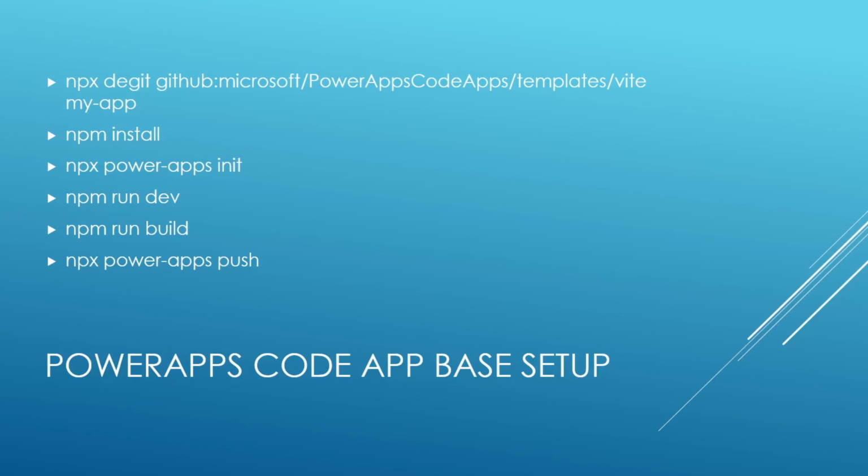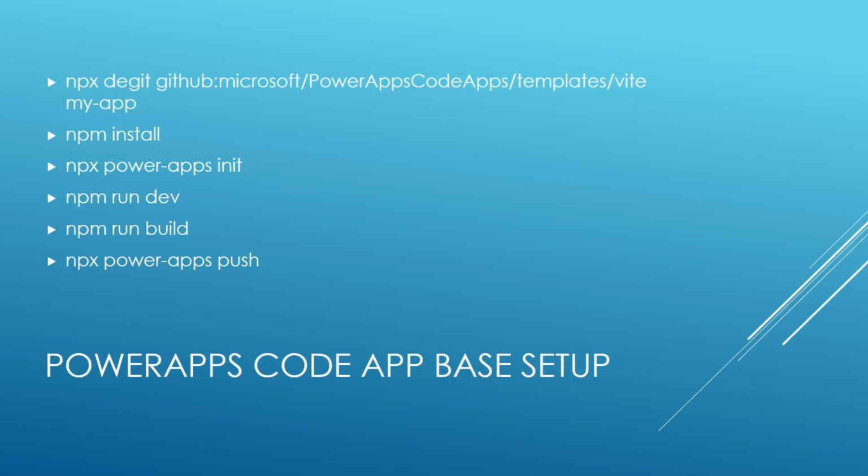After that, whatever you do would be based on the use case. The other three commands: npm run dev is to test your app locally, npm run build is to build the app, and npx power apps push is to push the application into your Power Platform environment. So this is the base step which you need to execute. You just need to make sure that this has been set up.